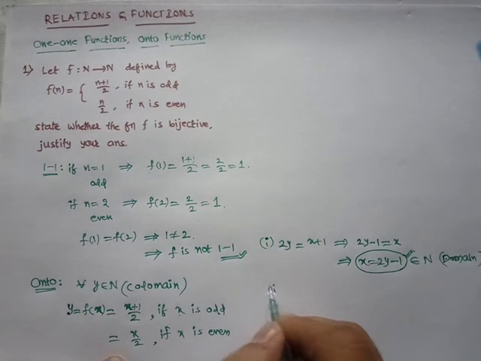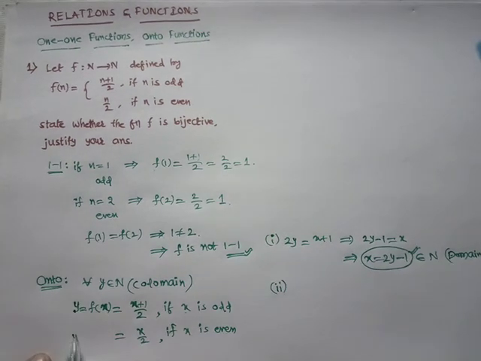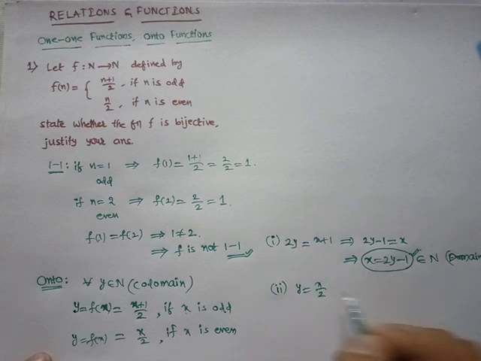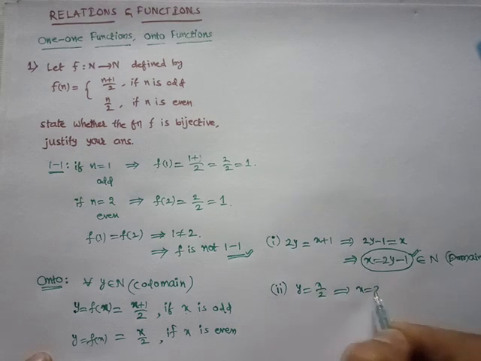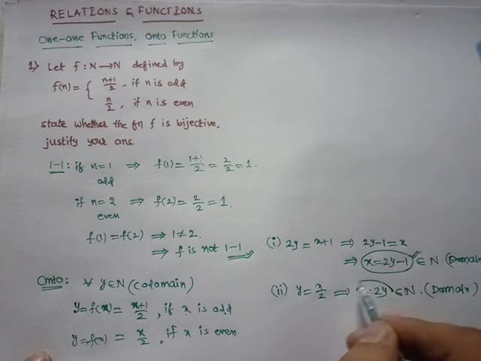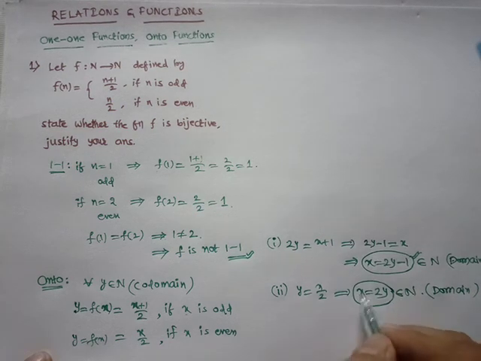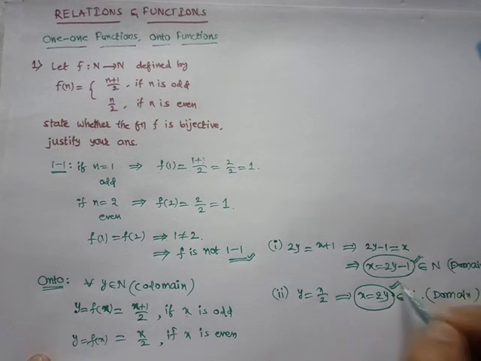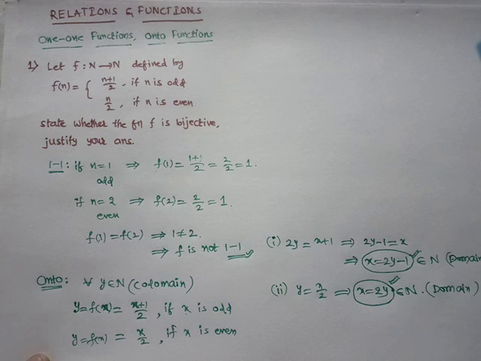And what is case 2? Same, y is equal to x by 2, then y is equal to x by 2. This implies x is equal to 2y. This also belongs to natural numbers, and this can be considered as the domain. X is equal to 2y you are getting. So this also is going to exist.